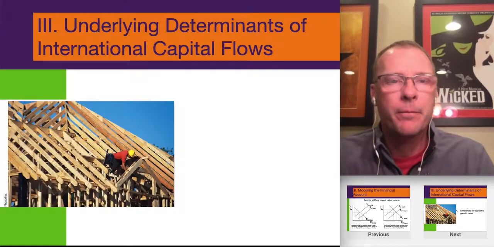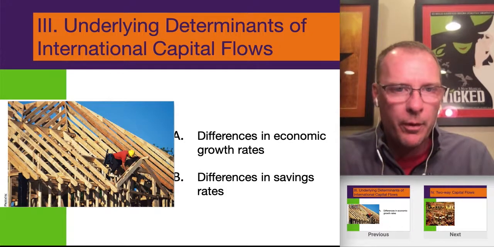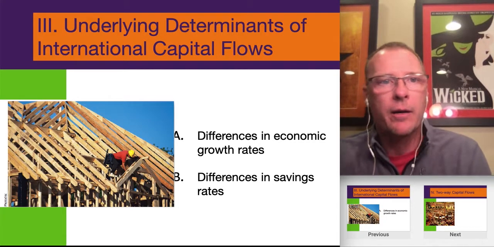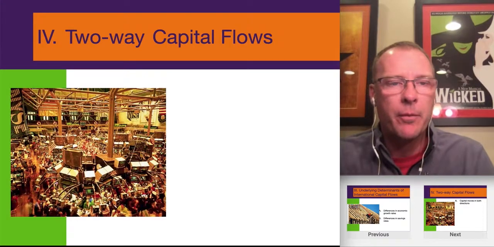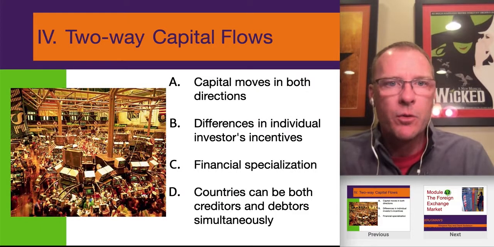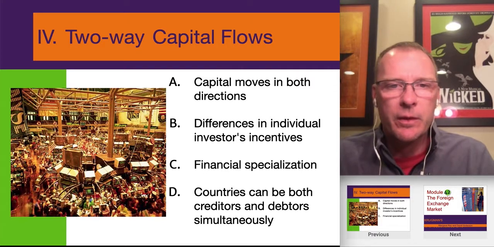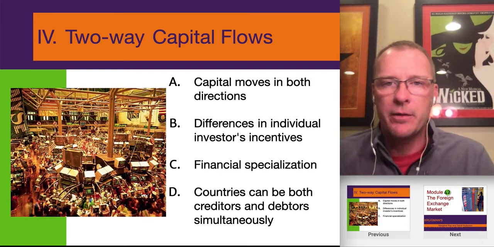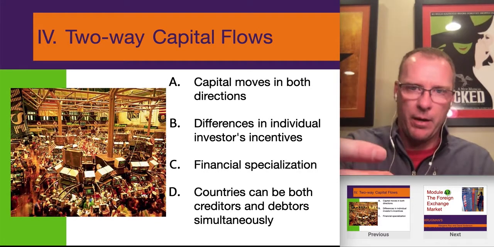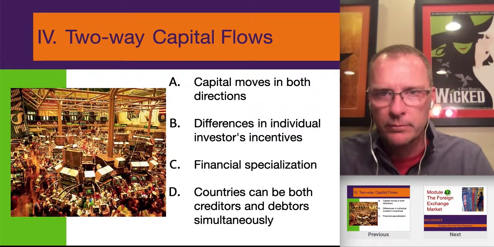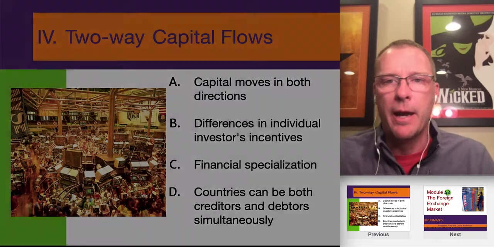A couple other things: differences in economic growth rates and differences in savings rates might also be determinants for capital flows here. Capital is going to move in both directions. So when you look at the differences between investor incentives and financial specialization, countries can be both creditors and debtors all at the same time because they're constantly buying stuff and also selling stuff. So that's about to happen.